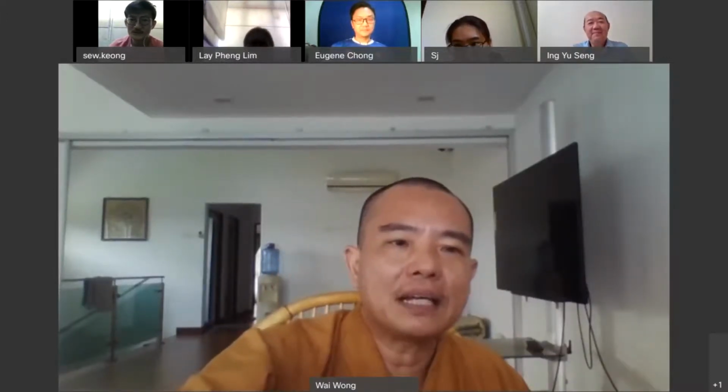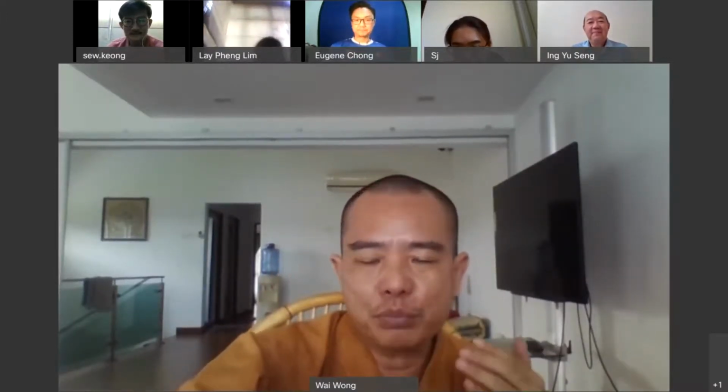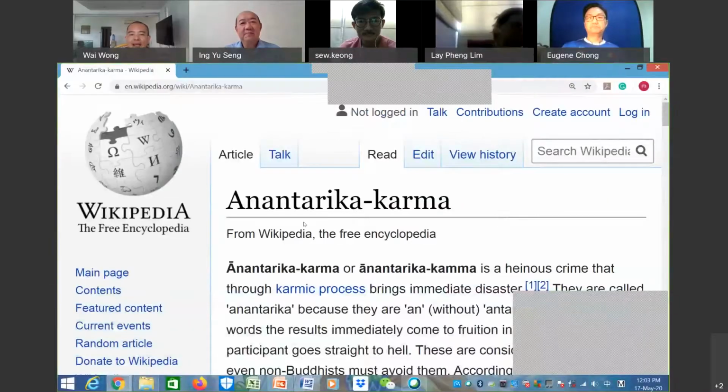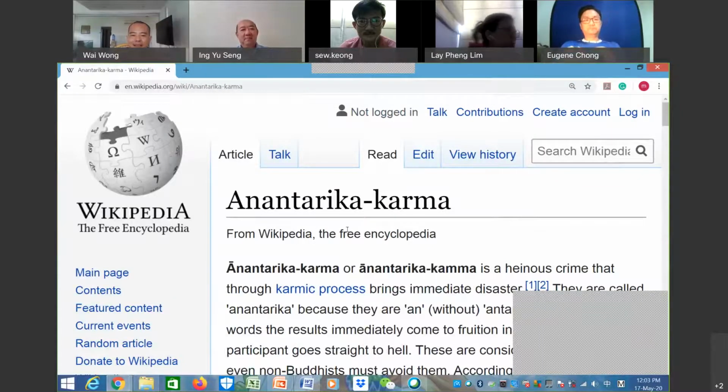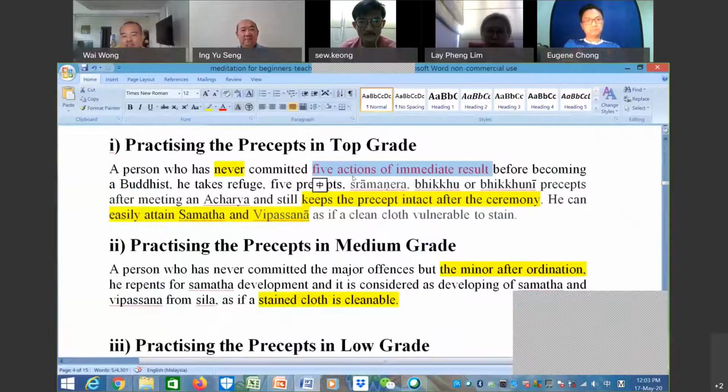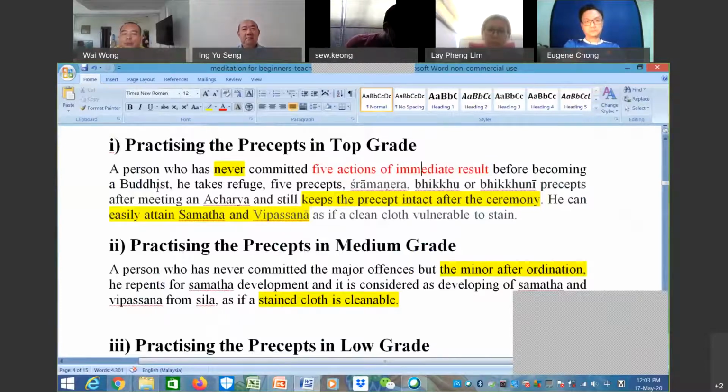But basically, people used to express it in Pali, so we call it Anantarika Kamma. In English, we call it five actions of immediate result. This is the heaviest karma within our Buddhism. And they say, five actions of immediate result, before becoming a Buddhist, taking refuge, five precepts.